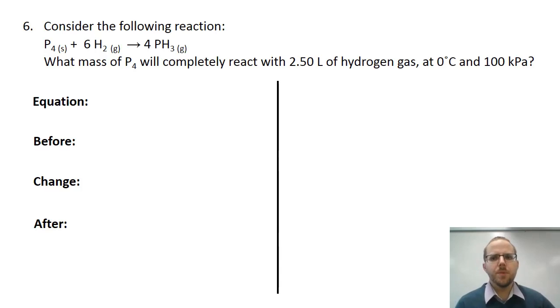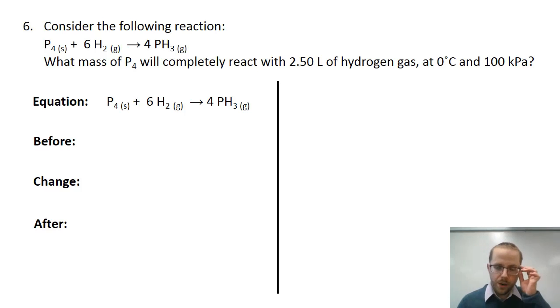For the next example, we go to question 6, where we consider the following reaction: P4 plus 6H2 forms 4PH3. What mass of P4 will completely react with 2.50 litres of hydrogen gas at 0 Celsius and 100 kilopascals? So, as always, we start with a balanced chemical equation. Again, it's given to us, so it's very easy for us to put it in there. Okay, then we look at the information that's given to us in the question to fill out our before line.